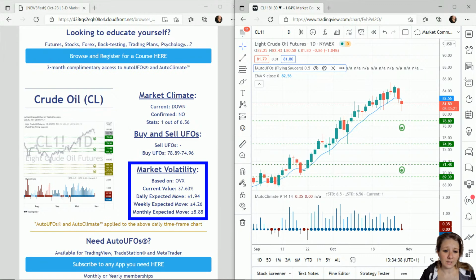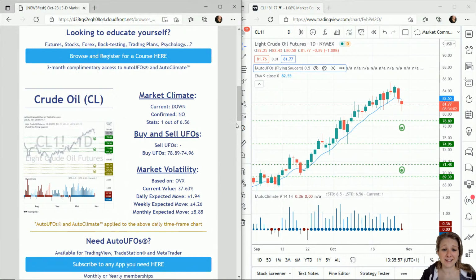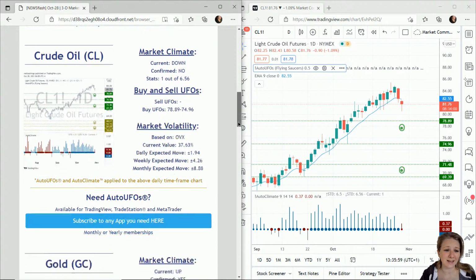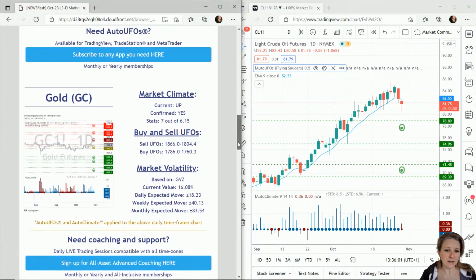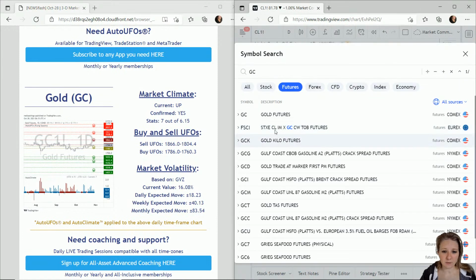Now in terms of volatility, we would expect oil to go up or down in 1 year of 37.63%. So in 1 day, that would be up or down of 1.94 points. In a week, 4.26 points, and in a month, 8.88 points. Now bear in mind, by the way, each of these markets that we're looking at is a daily chart, so this is relevant to a daily time frame, okay? Now moving on to the next market, which is gold.